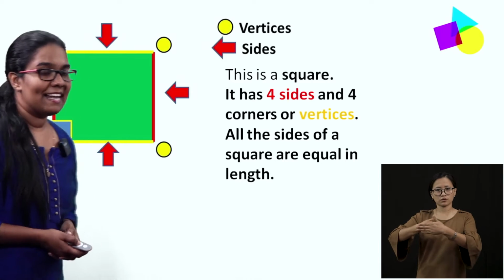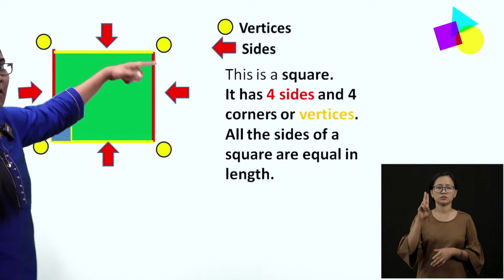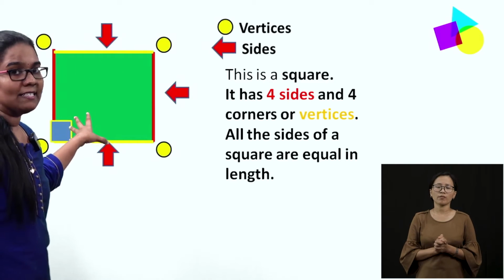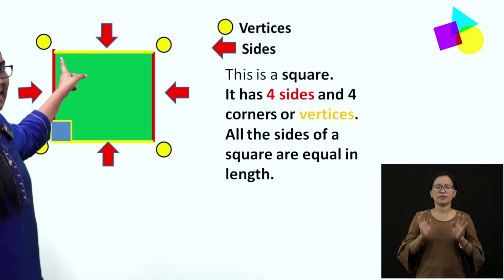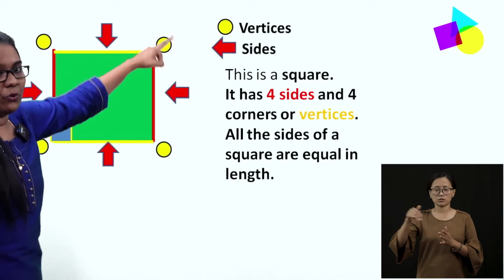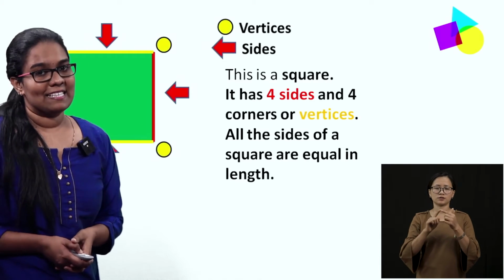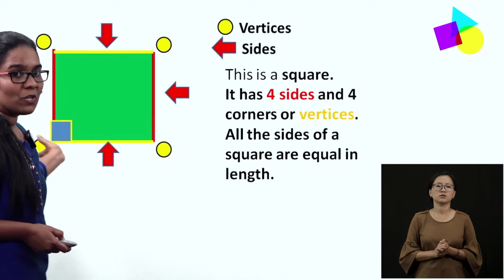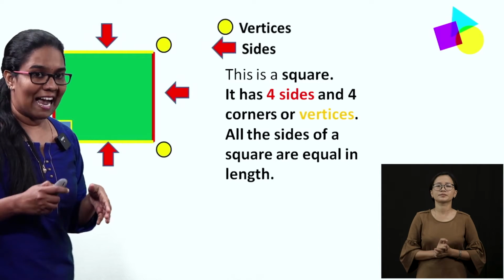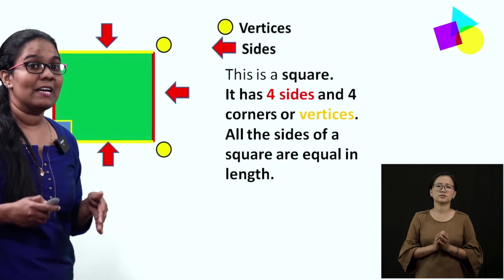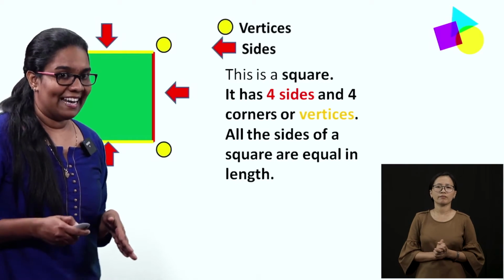How many sides does this square have? How many red color arrows are here? 1, 2, 3, 4. So this square has 4 sides. How many yellow color dots are here? 1, 2, 3, 4. So 4 corners or vertices and 4 sides. All the sides of a square are equal in length.